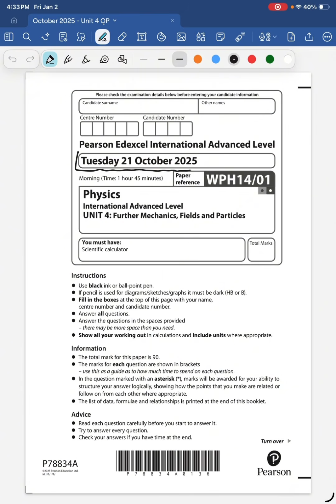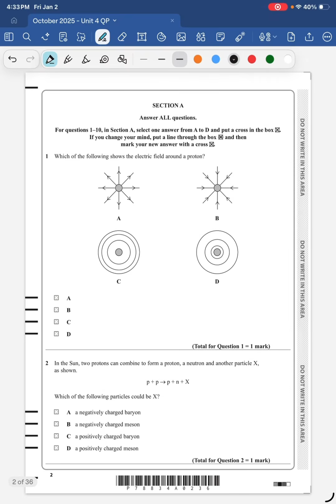It's the most recent one I was able to find, and this is Unit 4. I've seen that there is a version called Unit 4A, so where it says WPH 14/01, it says 01A. So there is a version like that. I don't know why there are two versions from 2025. If you guys know anything about this, let me know in the comments. But anyway, let's jump right in with section A.